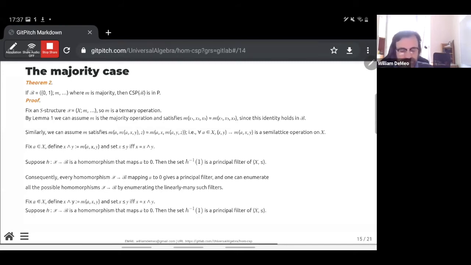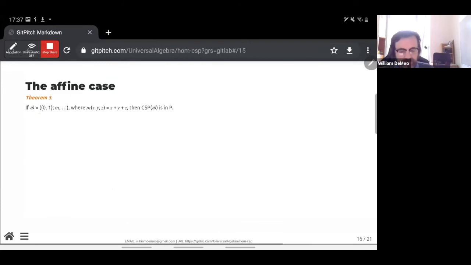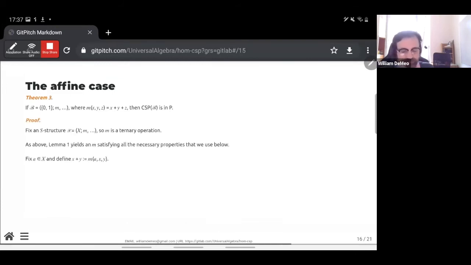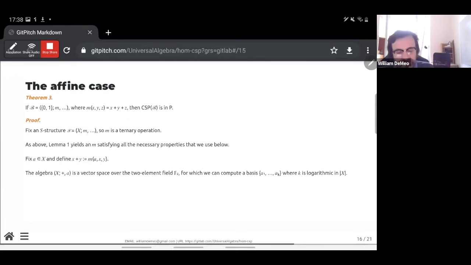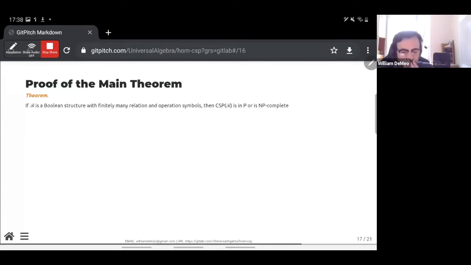Okay, so that's the idea with the majority case, and the affine case is similar. What I'm calling the affine case, if the operation is x plus y plus z, you get a similar result. So the proof of the main theorem is that if you've got B, a Boolean structure with finitely many relation and operation symbols, then CSP of B is in P or NP complete.